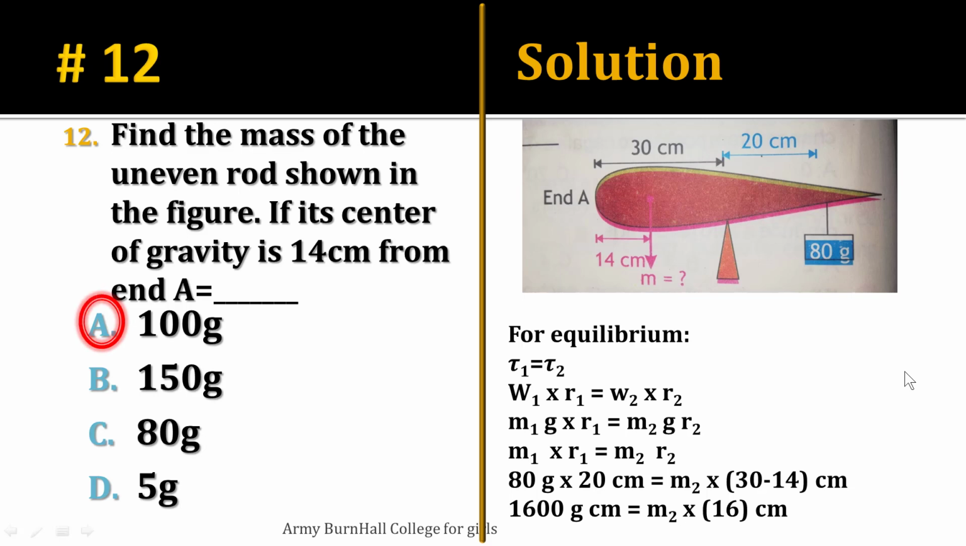We have to apply the second condition of equilibrium. As this rod is balanced, clockwise torque must be equal to anti-clockwise torque. We have just placed the formula over here: W1 into R1 is equal to W2 into R2. Then by putting in the values, we separated the mass and calculated that mass. Just apply the condition of equilibrium.